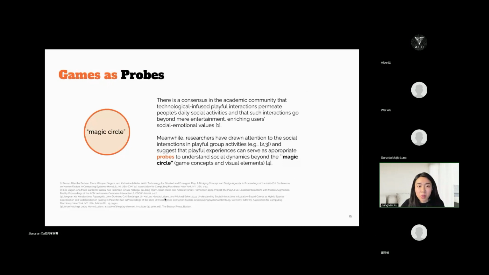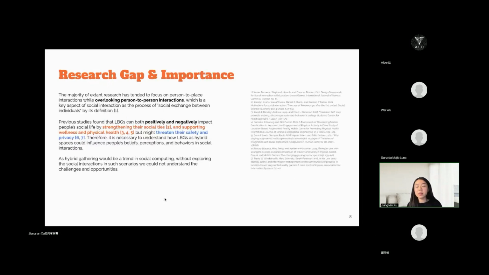One reason is that this is a very complicated and unknown social interaction. Before this, research has tended to focus on person-to-place interactions, like how people react to hybrid reality and how they explore their physical surroundings. However, they overlook person-to-person interactions, which are a key aspect of social interaction, as the process of social exchange between individuals by its definition.